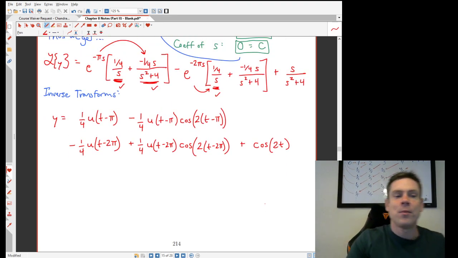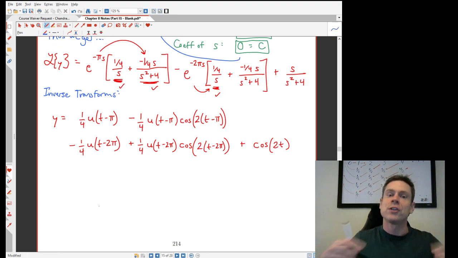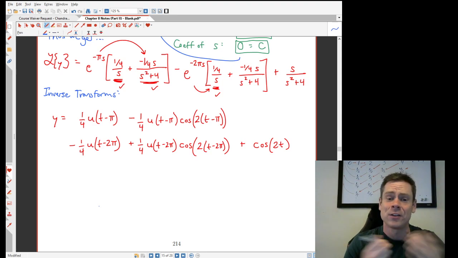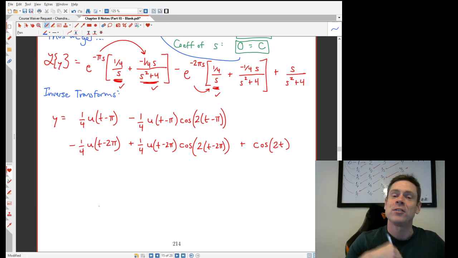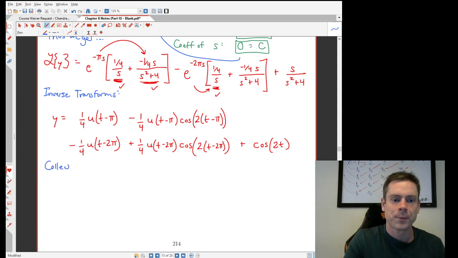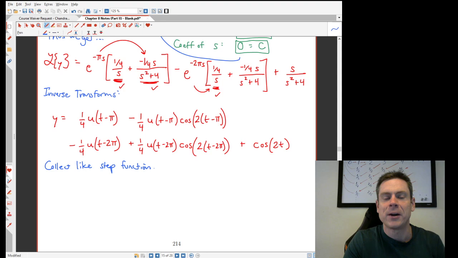Now, one thing I want you to do at the end of the day is to learn to collect all of the like step functions, because that makes it a lot easier for us to grade things, and it makes your solution look a lot more organized. So collect like step functions. That means write all of the u of t minus pi's as a single term. Write all of the u of t minus 2 pi's as a single term.